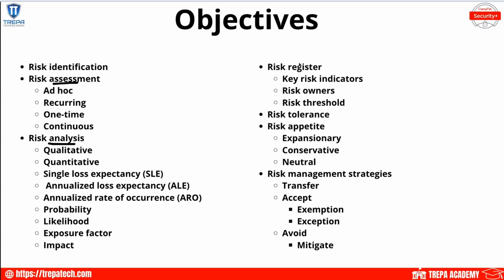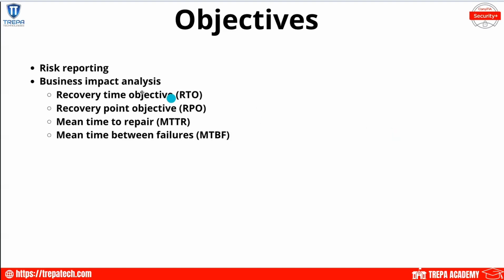Pretty much we're all about risk in this section. We're going to go over risk register, tolerance, explain some more of these risk management strategies. And then also we're going to define some of our business impact acronyms here and also go over risk reporting.